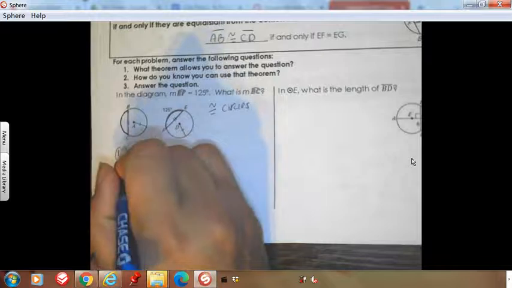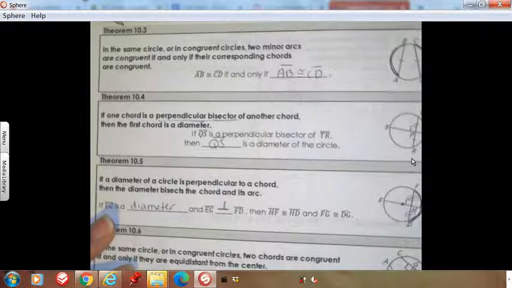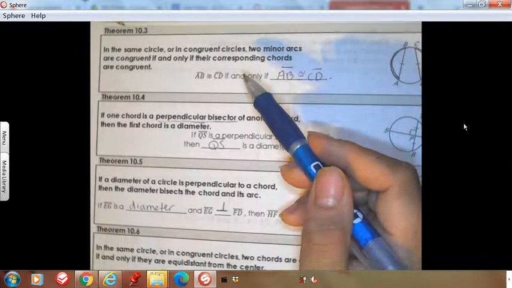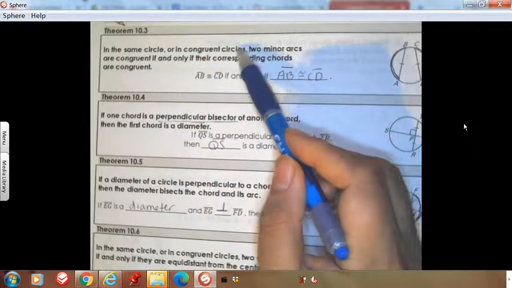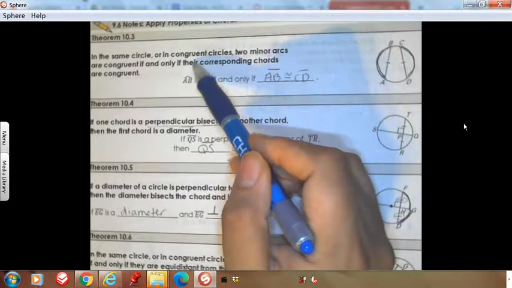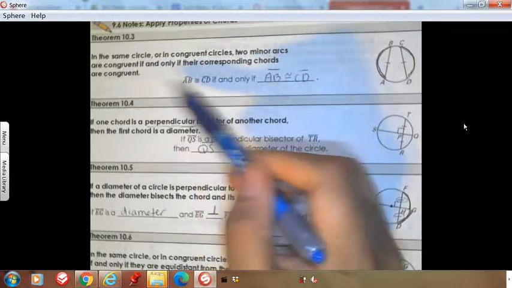How do we say that, just to match it to the top. So just to move this up for a second to show you again, Theorem 10.3 says it can go both directions. It could be in the same circle or congruent circles. So although this diagram only shows one circle, the one we just looked at had two circles that are congruent, and that their minor arcs will be congruent if and only if the corresponding chords are congruent.